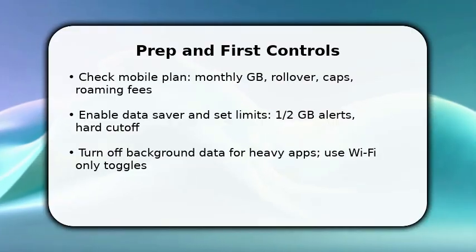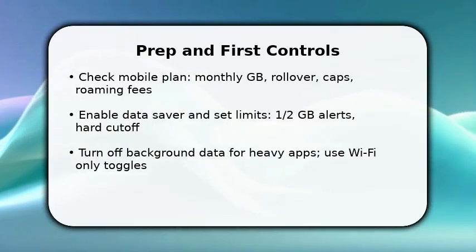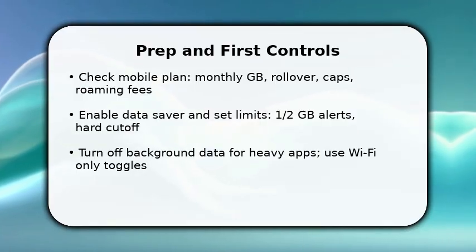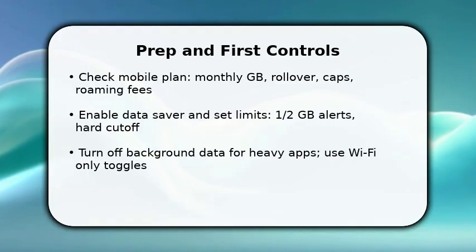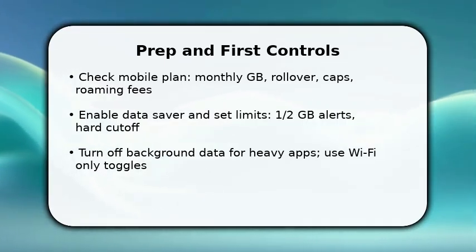You start by confirming essential constraints, your monthly GB allowance and any roaming or overage fees. Next, enable the system data saver and create a usage alert at 50% and a hard cutoff near your limit. Go into settings and toggle Wi-Fi only or disable background data for obvious data hogs like streaming and social apps.